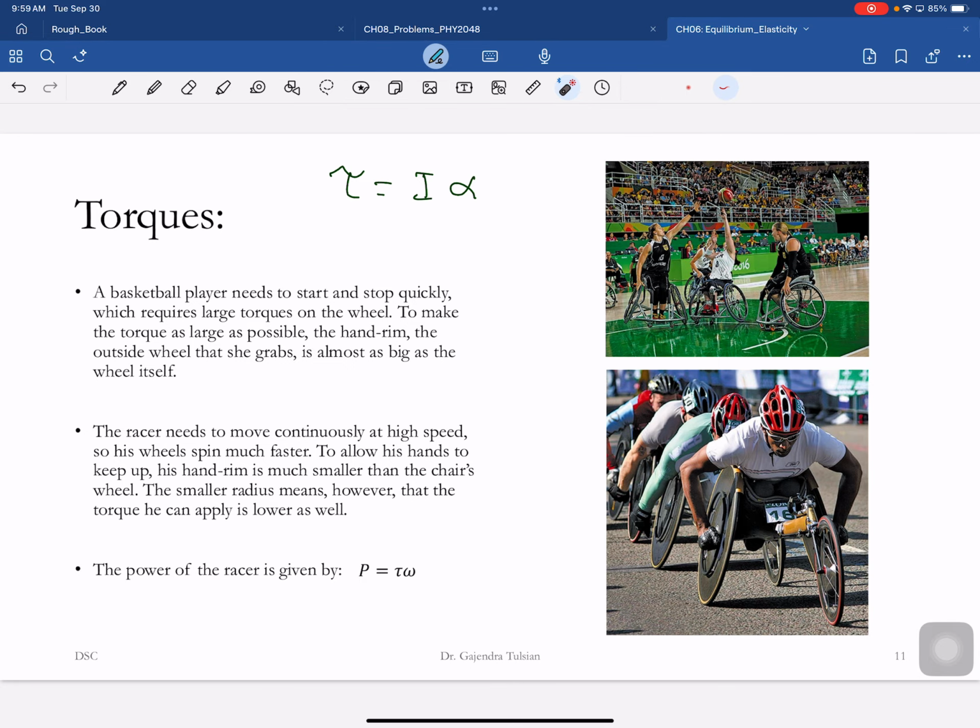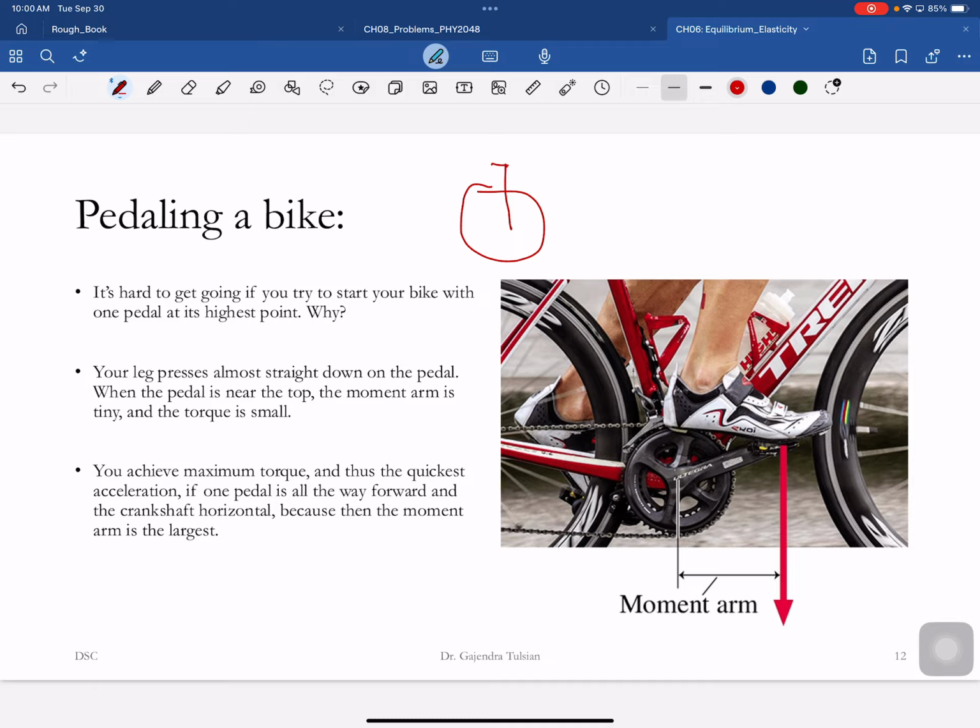You've all experienced this. Here's another example of a torque. If the crankshaft was directly above and you pushed down, you couldn't get the bicycle started. Let me draw a different diagram. If the crankshaft was there and you're pressing down on the bike, then the moment arm is small, and it's harder to get the bike started. If the crankshaft was directly above, the moment arm would be 0, and you couldn't start the bike.